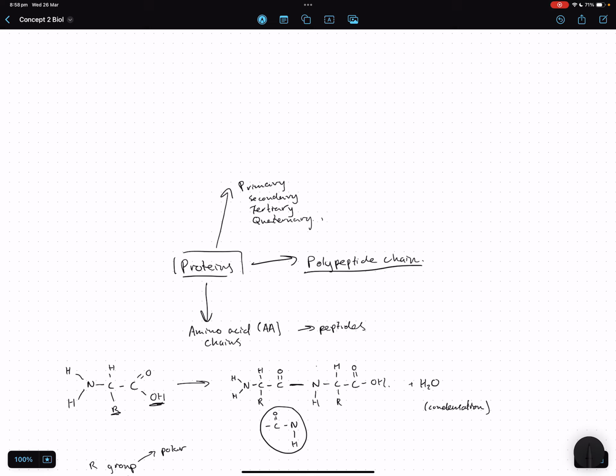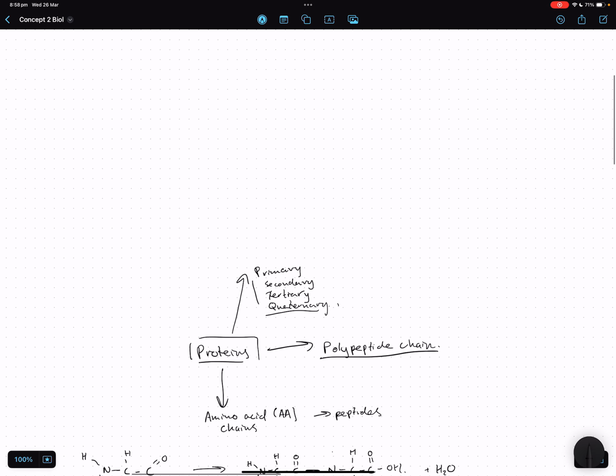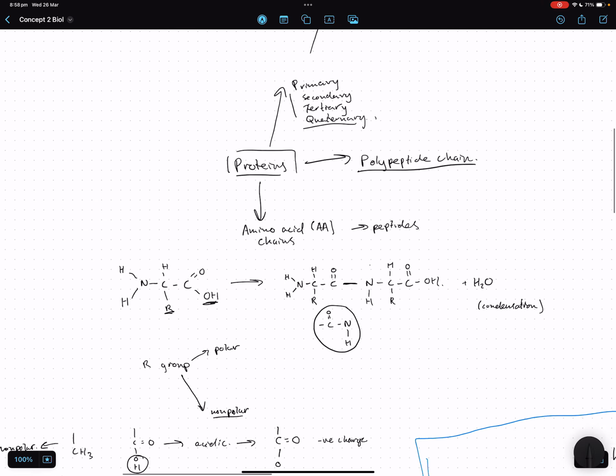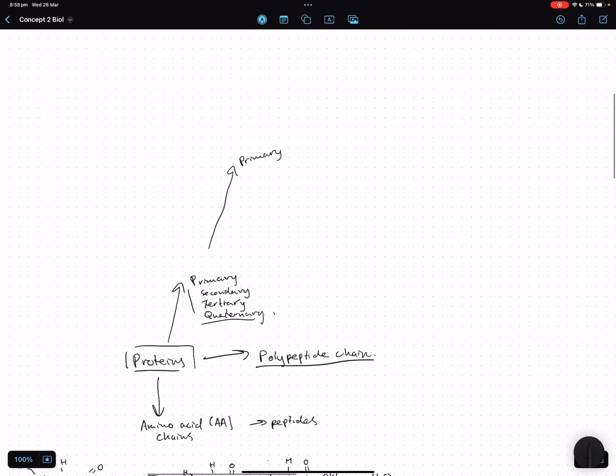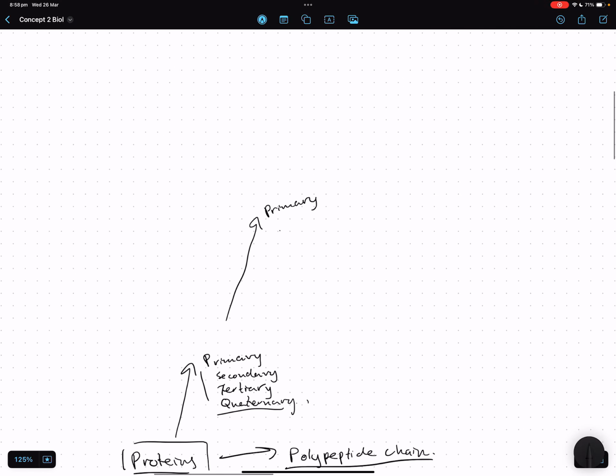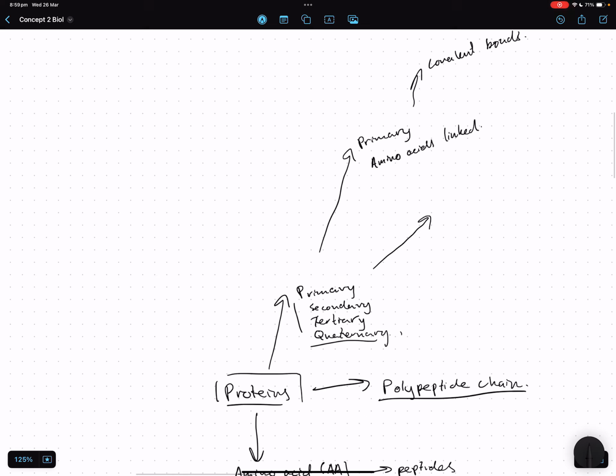So we've got this polypeptide chain, and it's got four different structures. So primary structure is like amino acids linked. And now the forces here are covalent bonds.